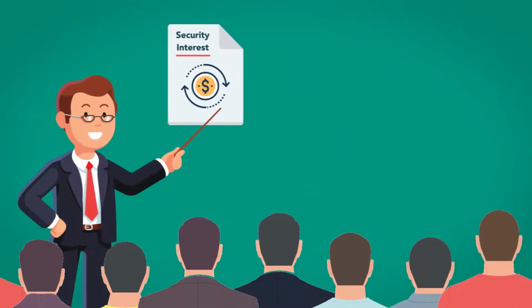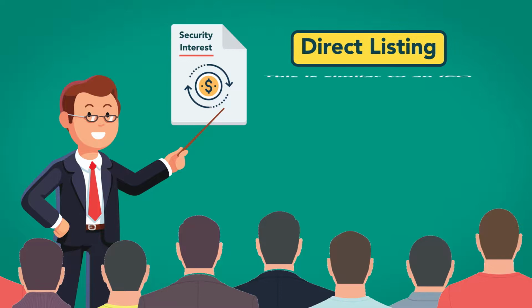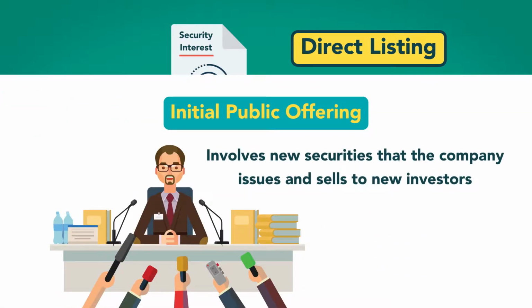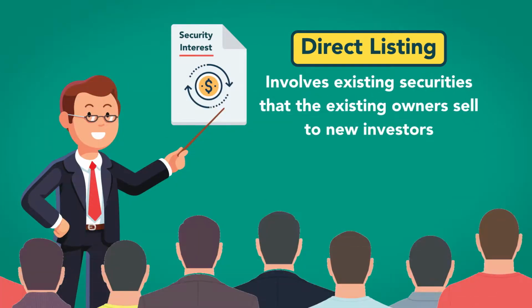Third, the investor can resell the security in a direct listing. This is similar to an IPO. The difference is that an IPO involves new securities that the company issues and sells to new investors, whereas a direct listing involves existing securities that the existing owners sell to new investors.